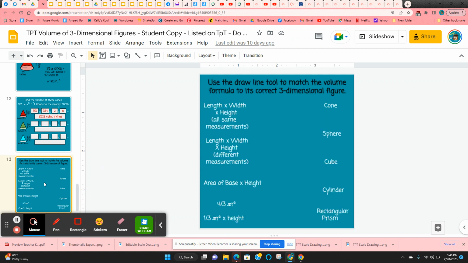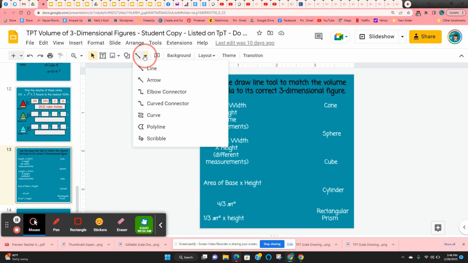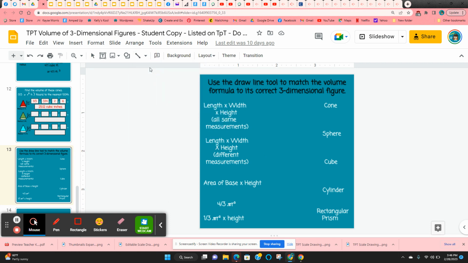Now on the final slide, they're going to use the line tool. So they're going to connect the 3-dimensional figure to its volume formula. So they need to come up here to the line tool, click on line. They'll get a little plus sign. So they just click on here. They're going to have a little blue circle on each end. So on that blue circle, they can click and hold, and then they can move it wherever they like.